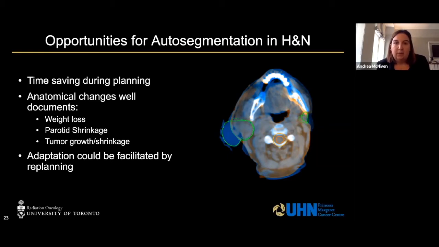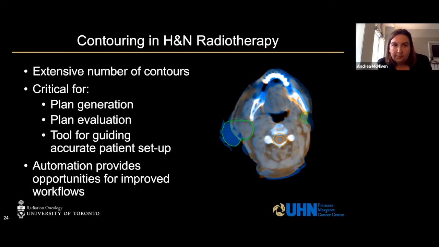Because for head and neck, it's really important that we don't pause treatment at all. We don't want to stop treatment to wait for changes to be made to the plan. We want to be able to generate a replan as quickly as possible. And the automation there could be critical in allowing us to respond faster to these changes.